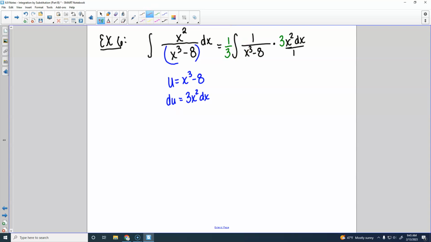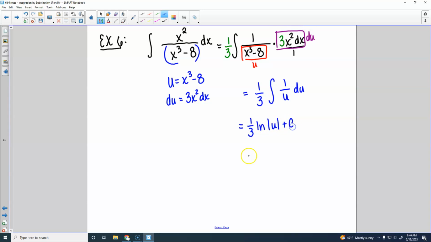And so we've got a u right here. We've got our du right here. So it's going to look like this, 1/3 integral of 1 over u du. What is the integral of 1 over u? Natural log. So we got 1/3 natural log absolute value of u plus c. If we plug in our u, we got 1/3 natural log absolute value of x cubed minus 8 plus c.